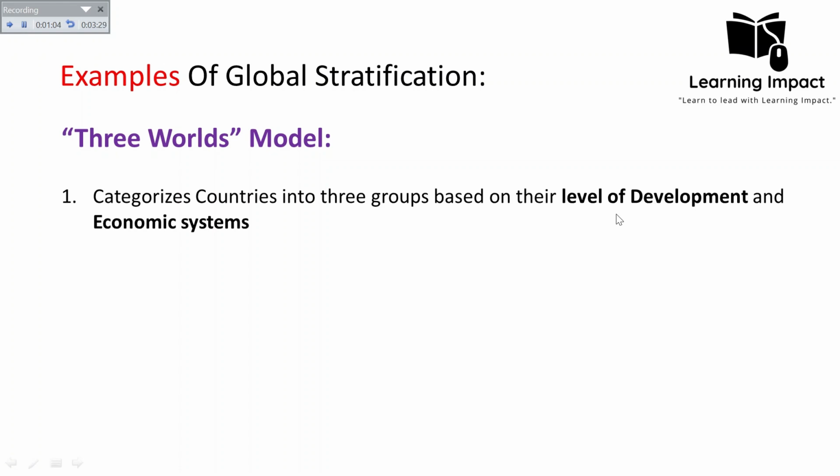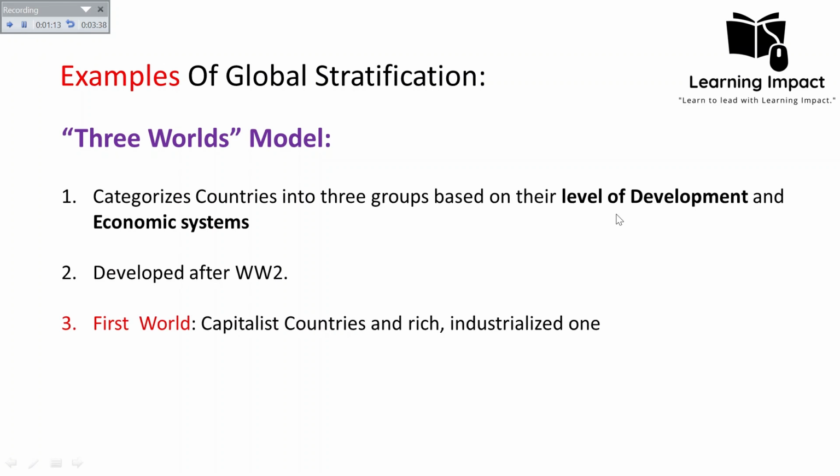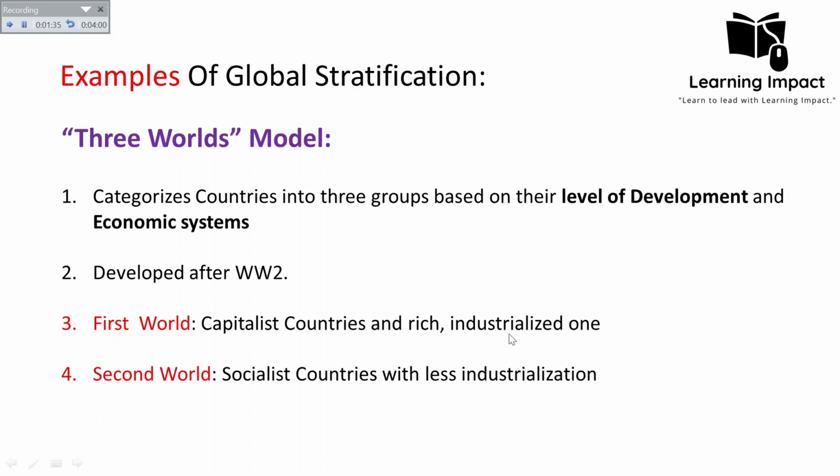They categorized the whole globe into three strata. The three worlds model was proposed after World War II, and they classified the globe into three worlds. The first world, on the basis of economic system, was the capitalist countries, and in level of development, the most industrialized countries. It includes all the countries that are capitalist and most industrialized. The second world included those countries which were socialist with less industrialization, and the third world were the remaining nations. So the whole globe was divided on the basis of level of development.